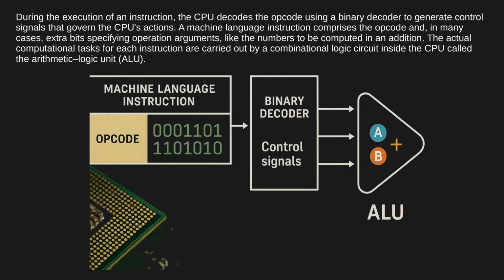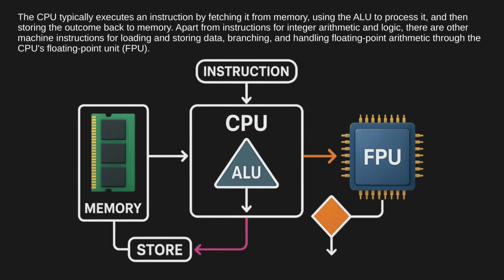The actual computational tasks for each instruction are carried out by a combinational logic circuit inside the CPU called the arithmetic logic unit, ALU. The CPU typically executes an instruction by fetching it from memory, using the ALU to process it, and then storing the outcome back to memory. Apart from instructions for integer arithmetic and logic, there are other machine instructions for loading and storing data, branching, and handling floating point arithmetic through the CPU's floating point unit, FPU.